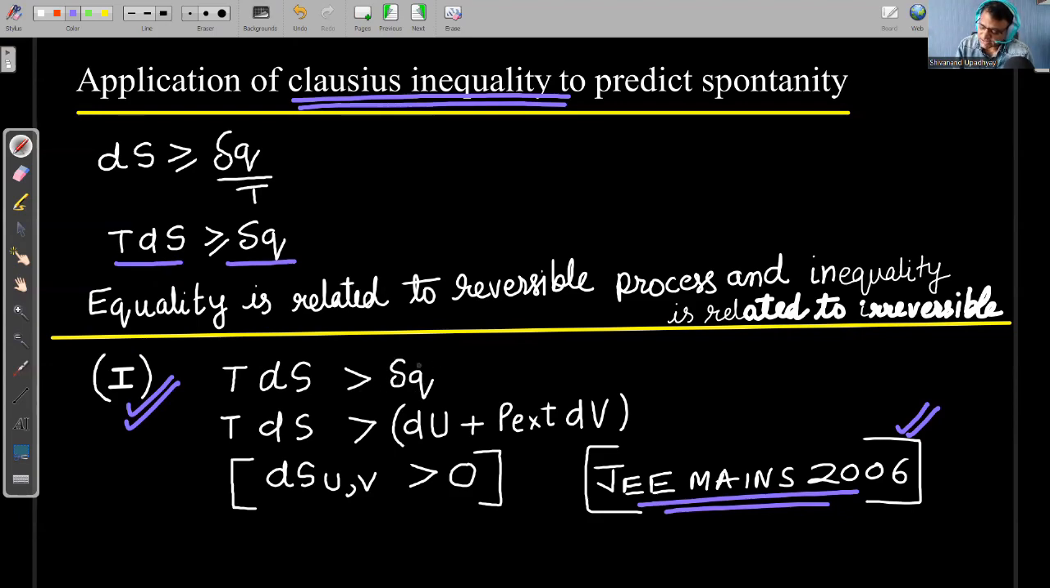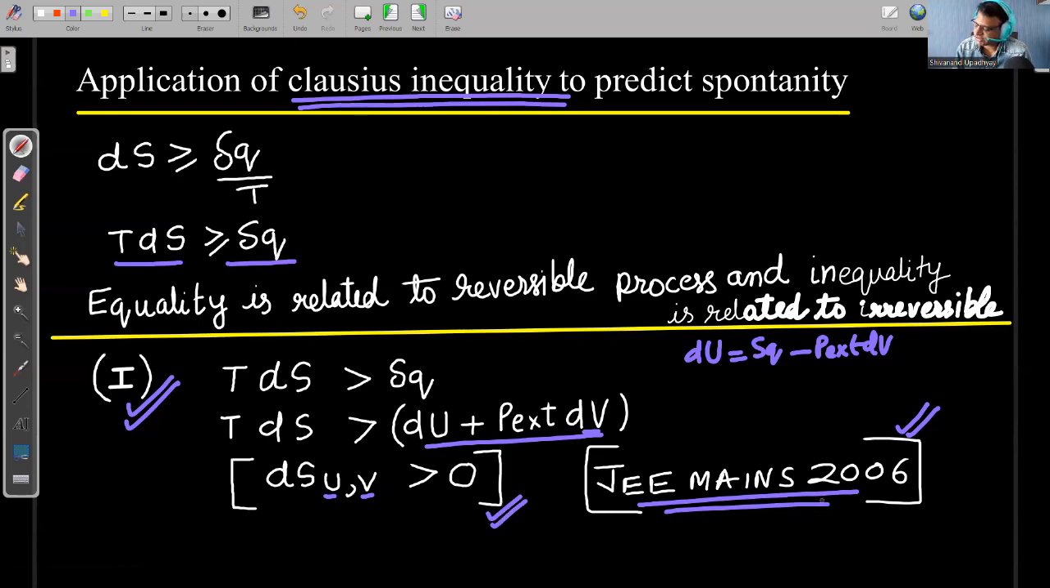Now, this process is irreversible. I am using the first law of thermodynamics. According to the first law, dU is equal to dq minus P external into dV. So by using the first law, if I put the value of dq in this equation, I can conclude that for the system, if the internal energy is constant, meaning dU is equal to 0, and if the volume of the system is constant, dV is equal to 0, then at constant internal energy and constant volume, the entropy change of the system should be positive for a spontaneous process.